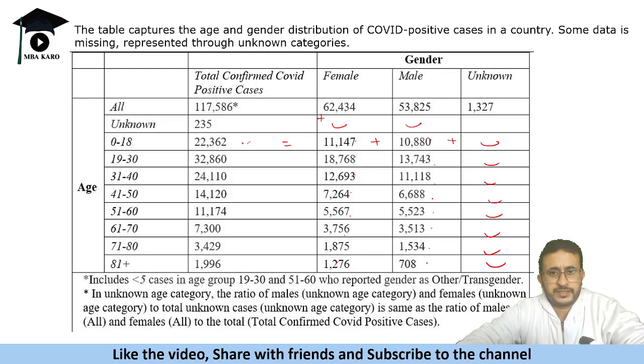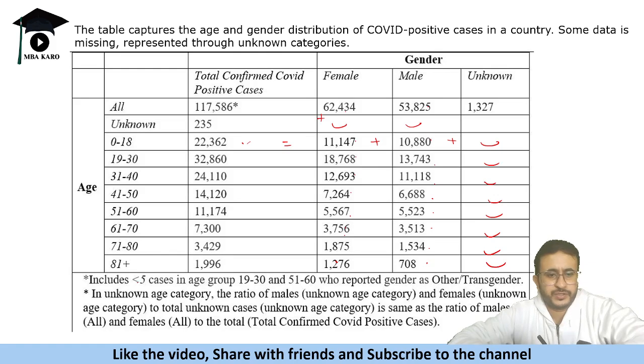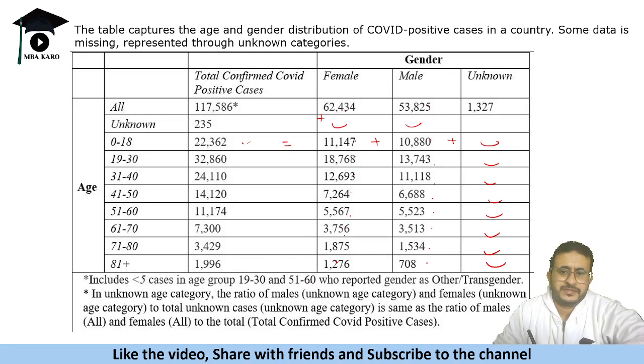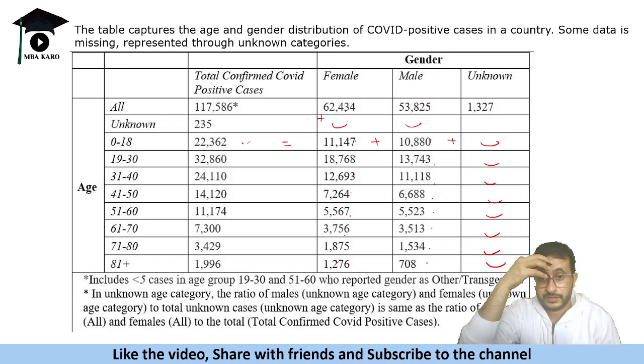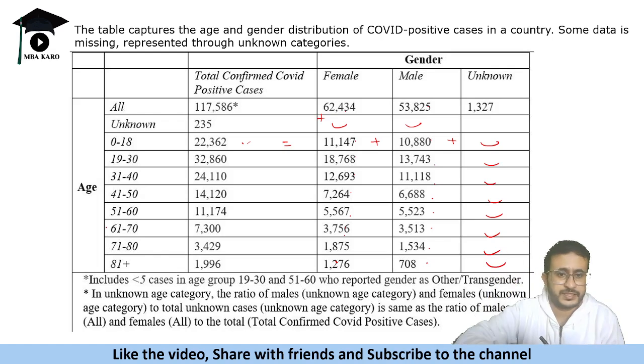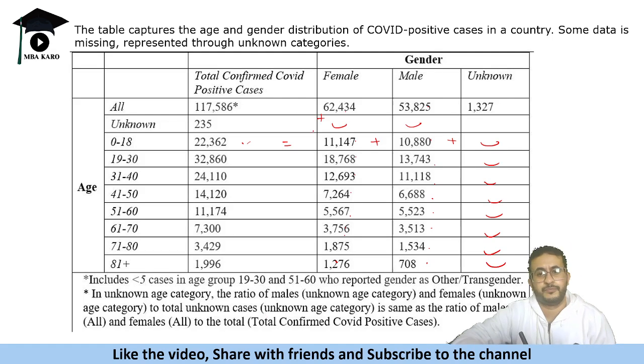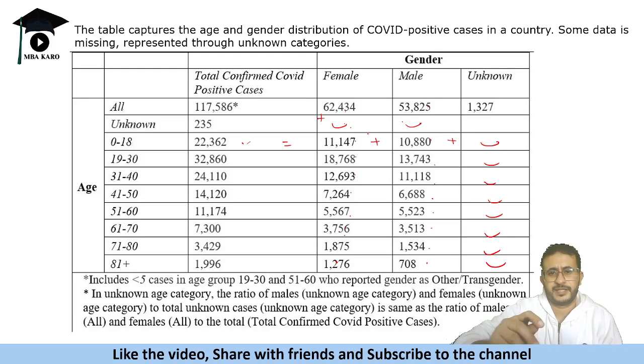Okay, so it says that this data is missing, and it includes fewer than five cases in age group 19 to 30, and 51 to 60, who reported gender as other or transgender. Let's see this. In the unknown age category, the ratio of males and females to total unknown cases is the same as the ratio of males and females to the total confirmed positive cases. So this ratio is the same, as they said.